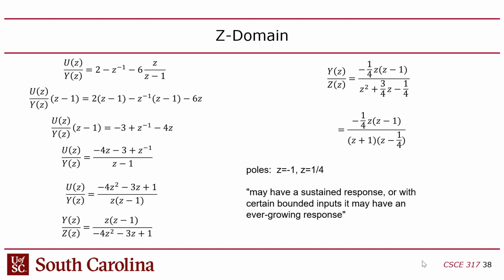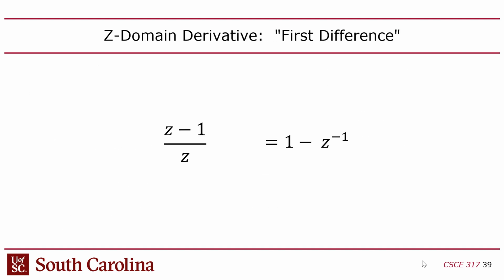So sustained response means what? Stable. Ever-growing response means unstable. So that really means nothing. It means it could be stable or unstable, we don't know. So that's actually kind of useless for determining stability. So that's no good. I don't know what to make of that. It's hard to tell.